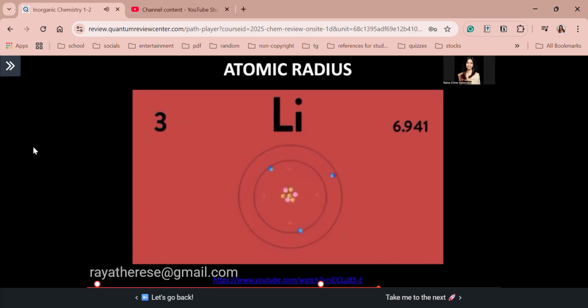There are 2 electrons in the inner shell and 1 in the outer shell. The positively charged protons pull in the negatively charged electrons. At the same time, the inner shell electrons repel the outer shell electrons because they have the same charge. This is called electron shielding.